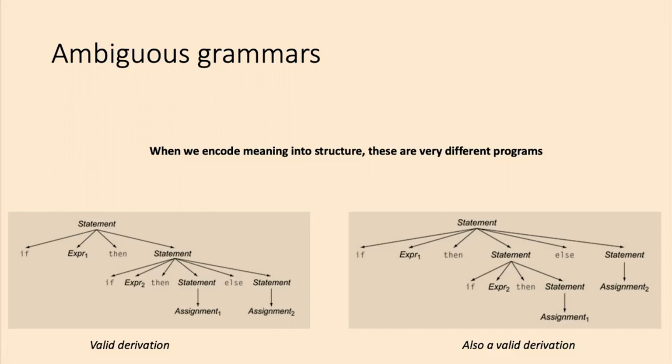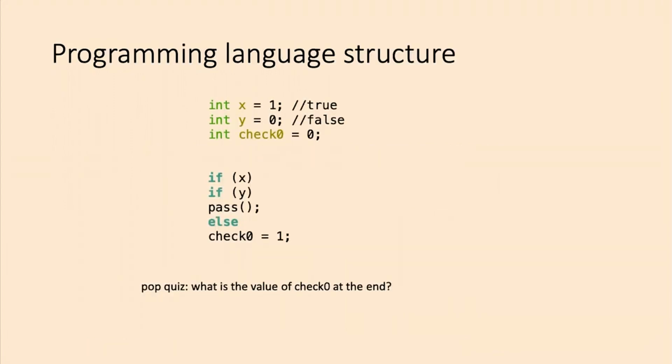What is it in C, though? So if I have this program, I essentially have something like this. What does this actually do? This is kind of a C program, a 5-line program, and you all kind of know C. Can you tell me what this does? Like at the end of this program, what is the value of check 0? If check 0 is initialized to 0, x is 1, y is 0. What do people think? I'll let you look at it for a second.